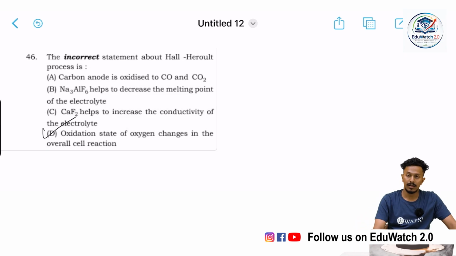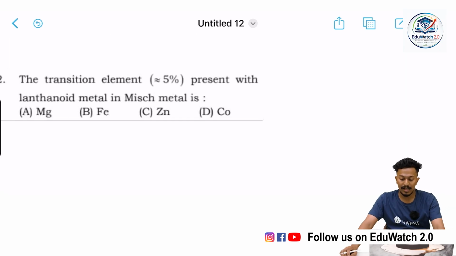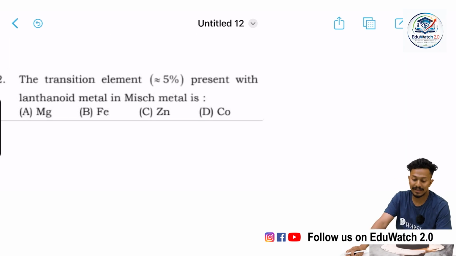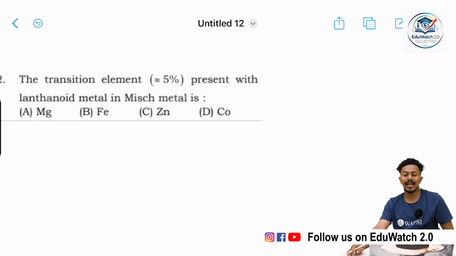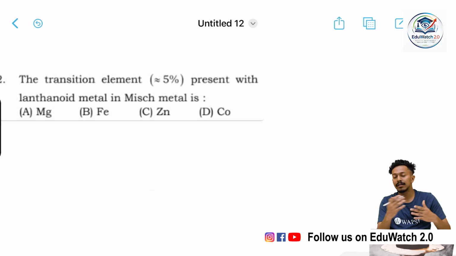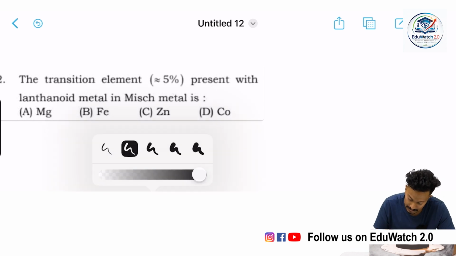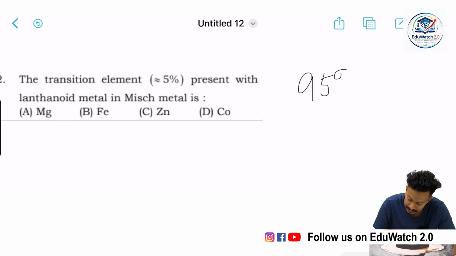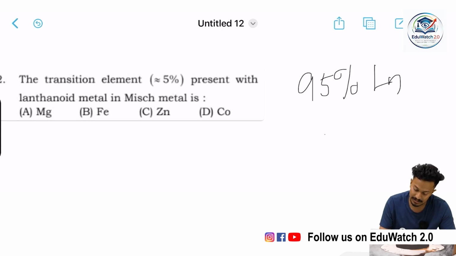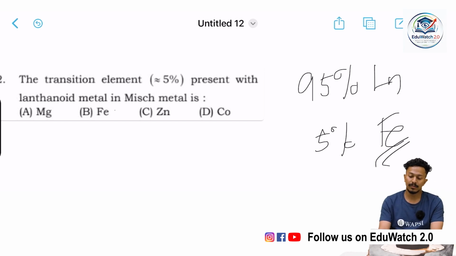Our next question is, the transition element present with lanthanoid metal in mischmetal is, okay, mischmetal. What do you mean by a mischmetal? It is actually a 95% lanthanoid and 5% iron combination metal. Sometimes they use the term misch metal. Here it is 95% lanthanoid metals and 5% iron. So the 5% metal found in misch metal is option B, iron.